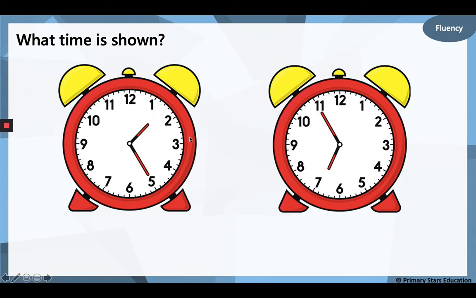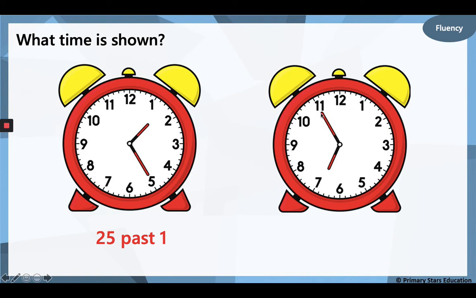So clock 1, look at the minute hand and look at the hour hand. The time is 1:25. This minute hand is pointing at the 5, so that's 5, 10, 15, 20, 25 minutes has passed, and it's past the 1. It's 25 past 1. Clock 2. Look at the minute hand, look at the hour hand.